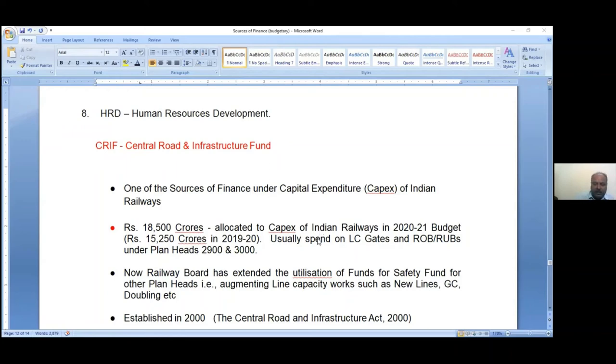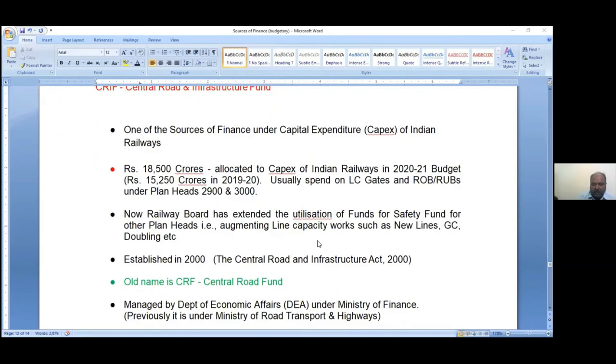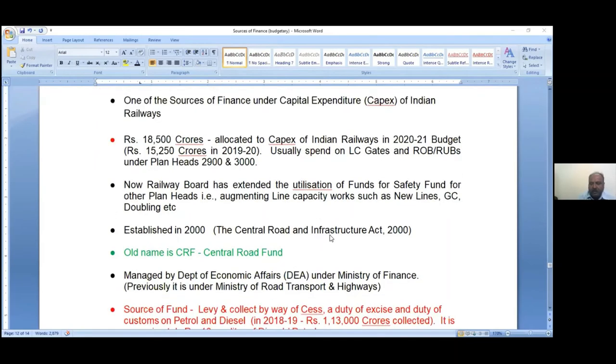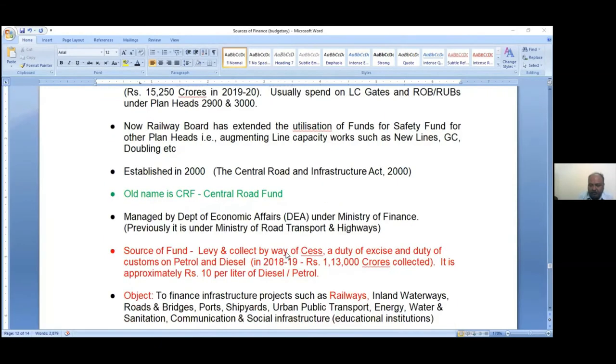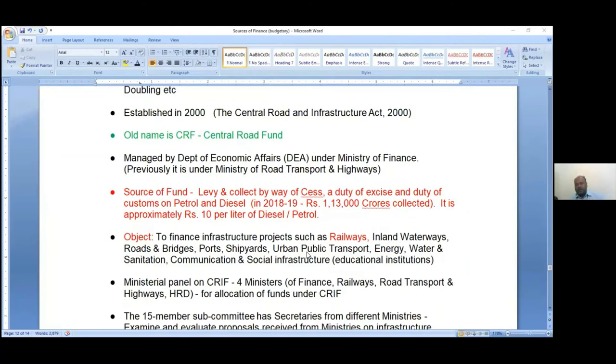This was established in the year 2000 under the Central Road and Infrastructure Act 2000. The old name is the Central Road Fund. It is managed by the Department of Economic Affairs under the Ministry of Finance. When it was the Central Road Fund, it was under the control of the Ministry of Road Transport and Highways. Now it was changed to the Department of Economic Affairs under the Ministry of Finance.